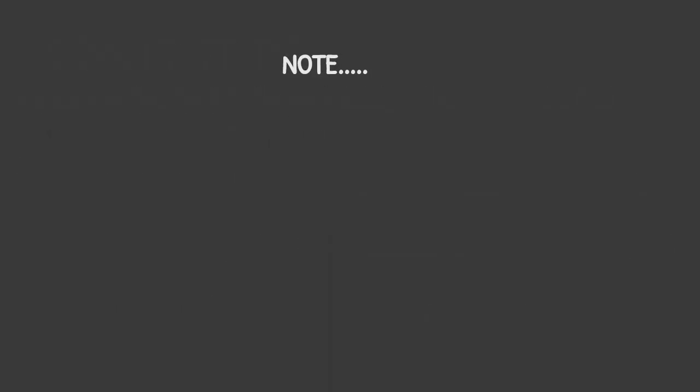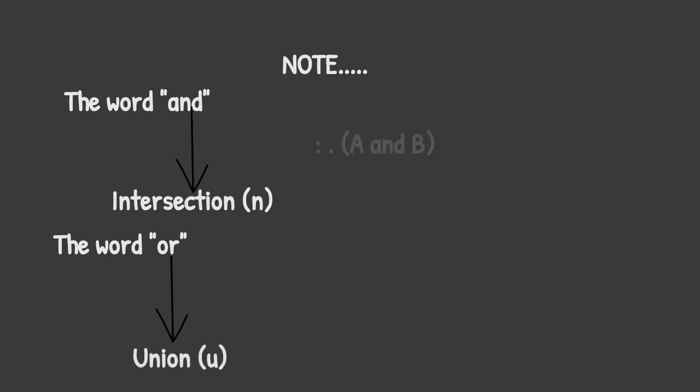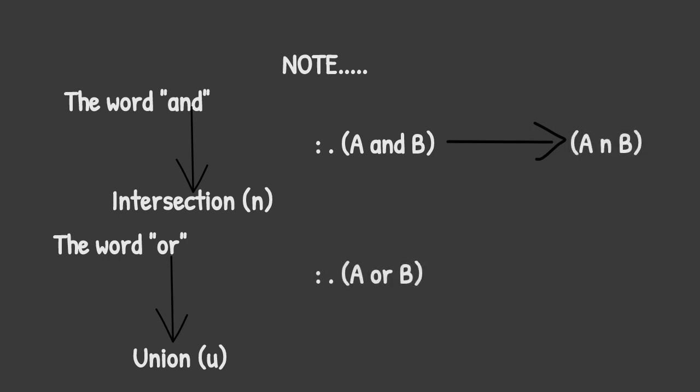It is also very important that you note the word and means intersection, and the word or means union. So in that case, wherever you see A and B, it can also be written as A intersection B. Or if you see A or B, it can also be written as A union B.